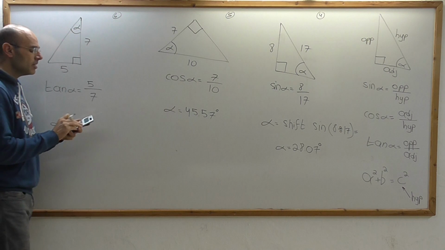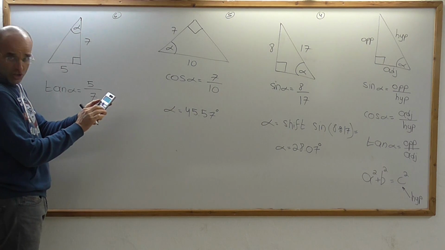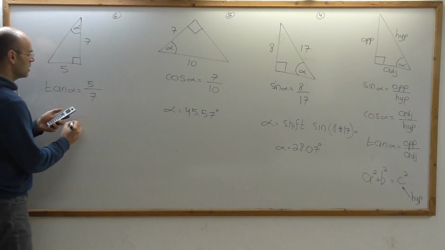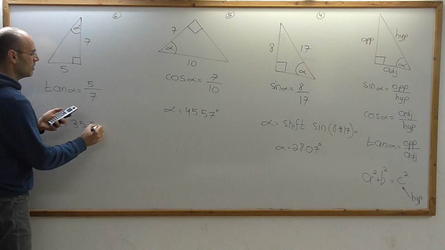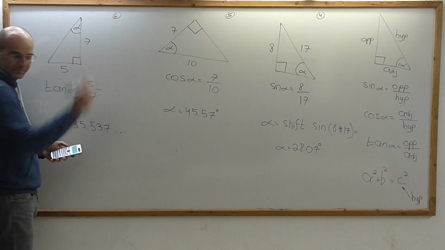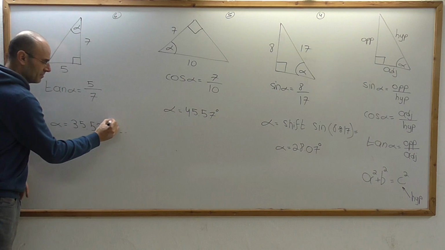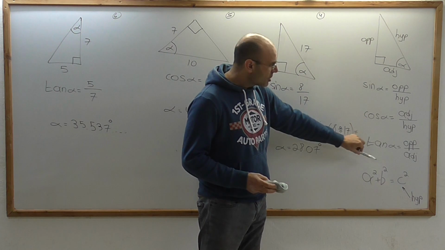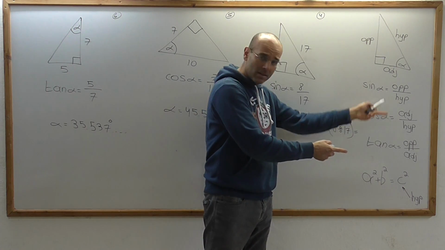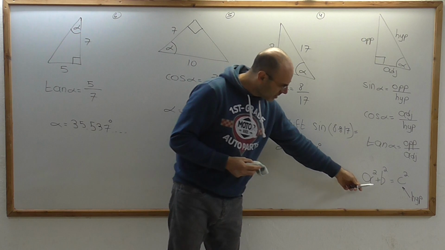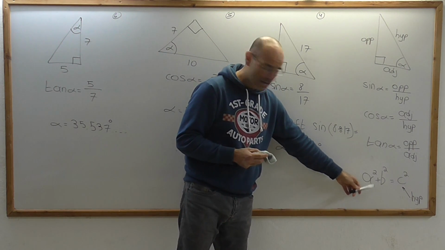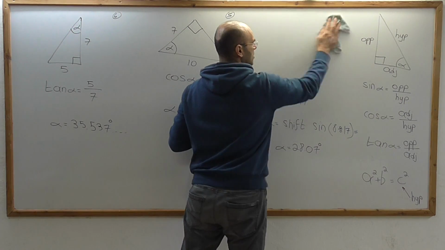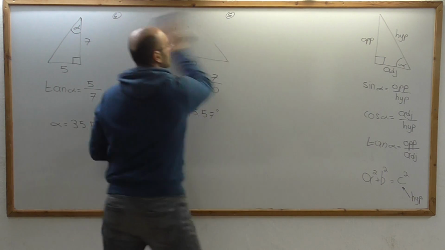And in the calculator, we do shift tangent 5 divided by 7. You should get 35.537 degrees. Okay. We saw these functions when we have the angle and when we want the angle. Let's do a little from this Pythagorean theorem, and then we'll mix them up and do a summary of what we did.